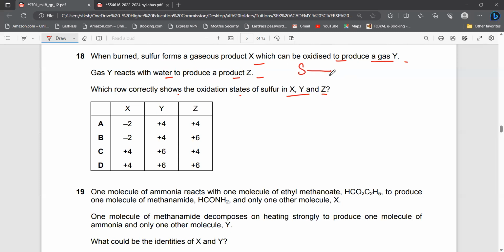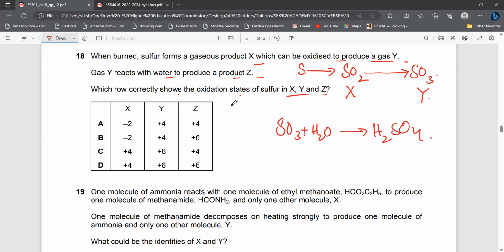So, sulfur first gives you a gas. We studied about sulfur dioxide, and it can further be oxidized to sulfur trioxide as well. Sulfur dioxide might be X, sulfur trioxide might be Y. Reacts with water, meaning sulfur trioxide can dissolve in water and can form sulfuric acid as well, right? H2SO4. Although this reaction is not allowed under lab conditions because this is highly exothermic.